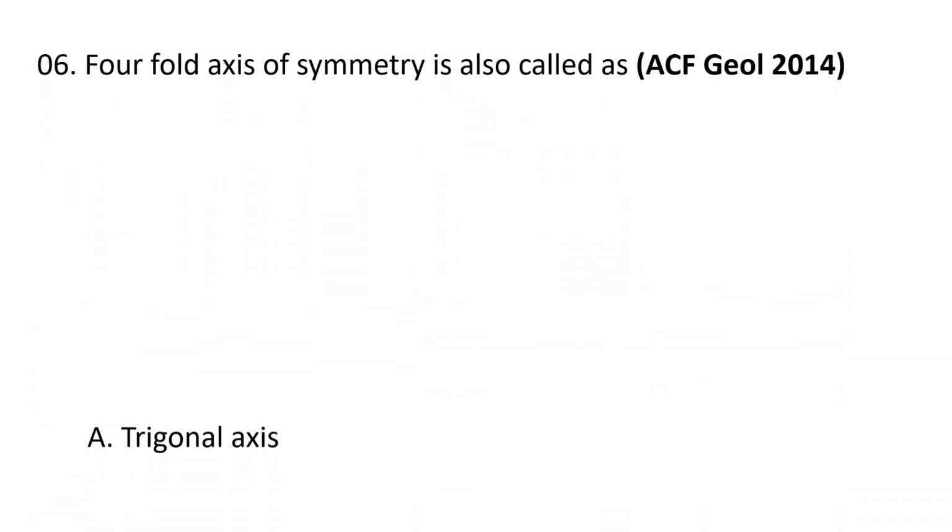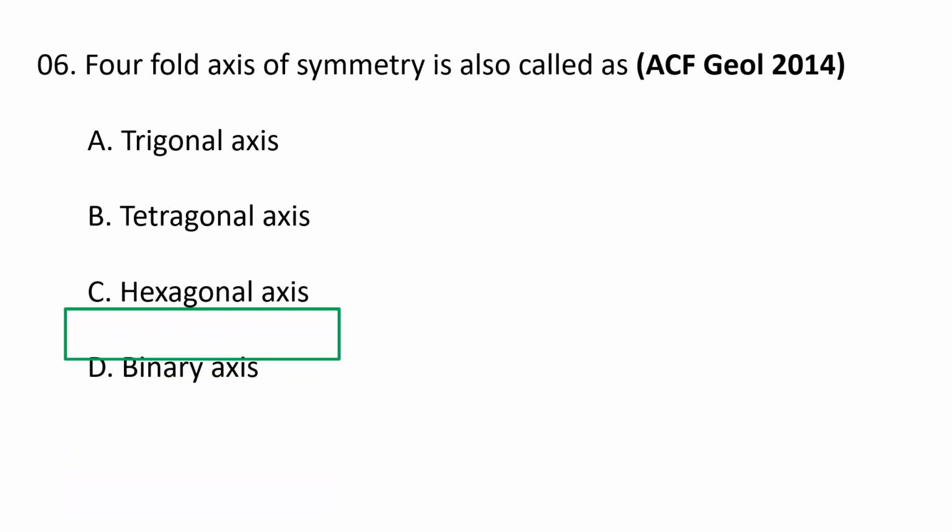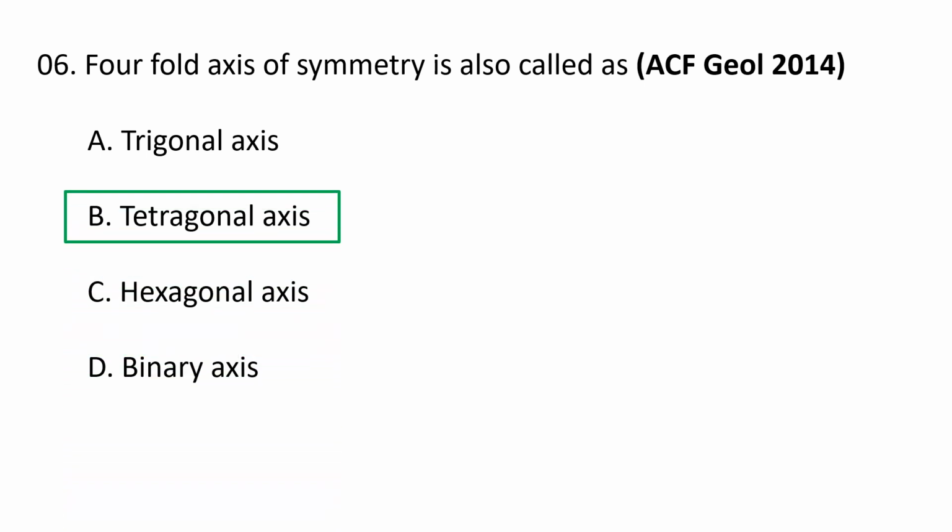Next question. Fourfold axis of symmetry is also called as A. Trigonal axis, B. Tetragonal axis, C. Hexagonal axis, D. Binary axis. It's also a very simple question. Fourfold axis of symmetry is also called as tetragonal axis. B is the correct option.